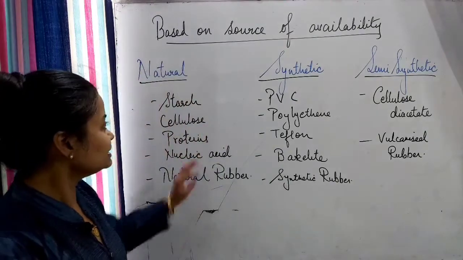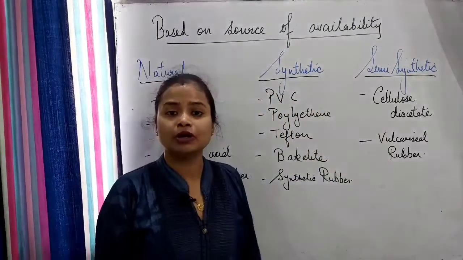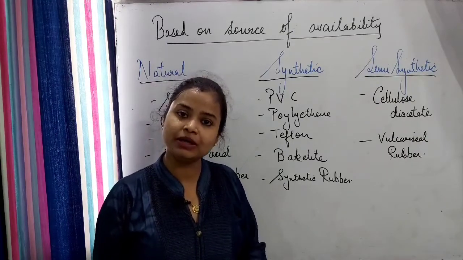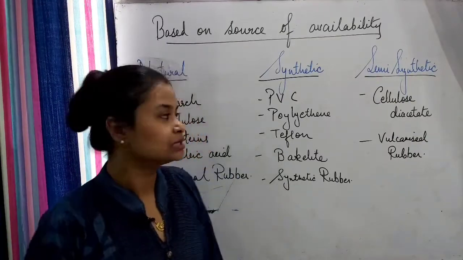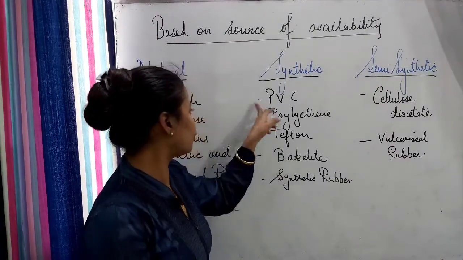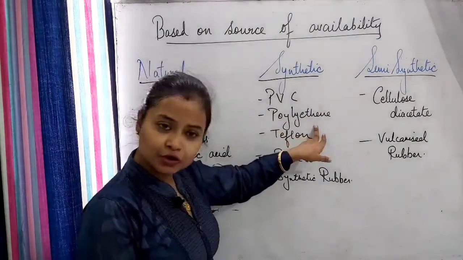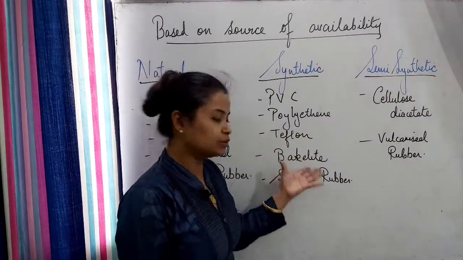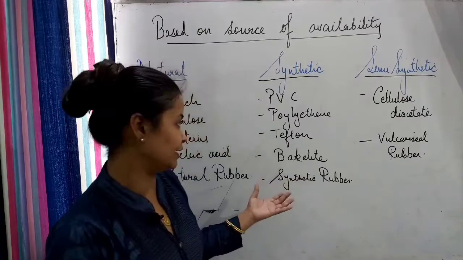Okay. Then synthetic. Synthetic polymers are man-made polymers. Okay, that is, they are obtained in the laboratories. Fine. See the examples. PVC, we have seen the reaction also for that. Polyvinyl chloride, polyethylene also we have seen. Teflon, bakelite and synthetic rubber. The other ones we are going to see further in detail.